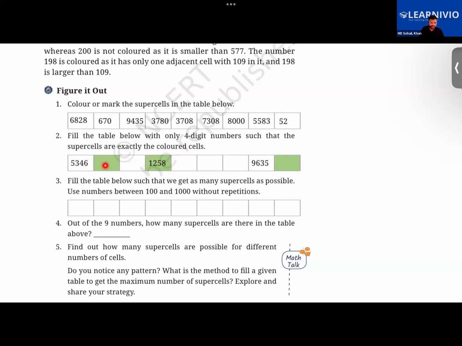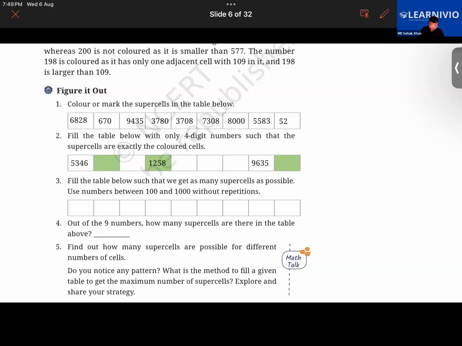So what number should we write here? Greater than 5,346. Exactly. It could be any number. Say a number.